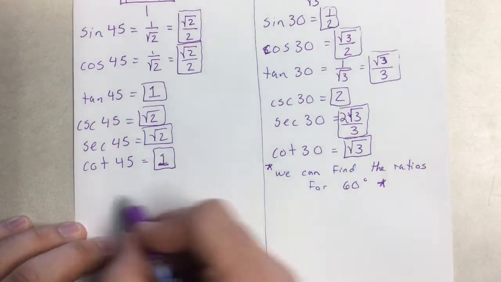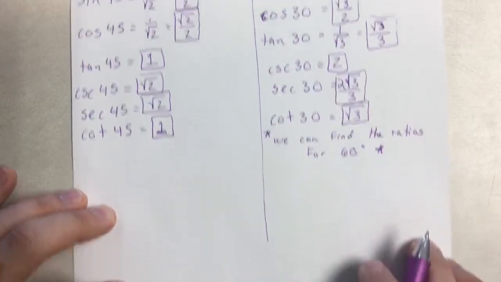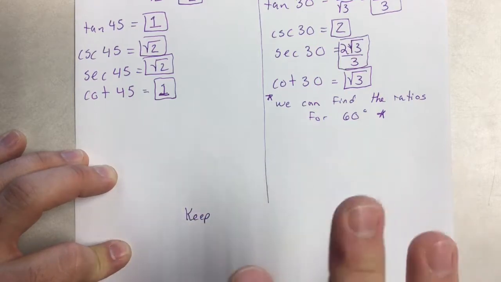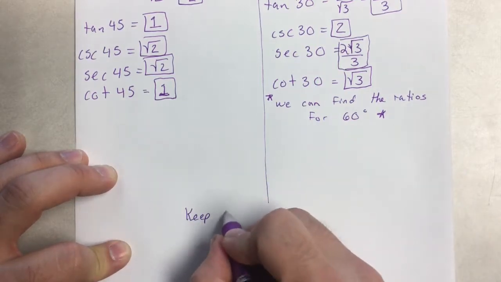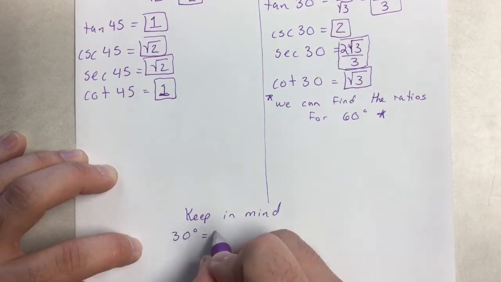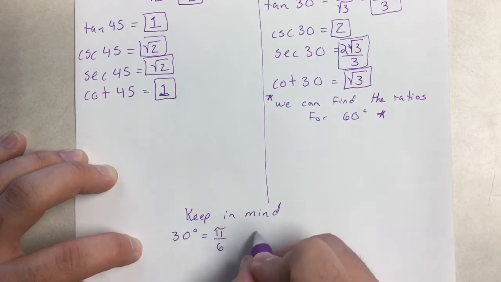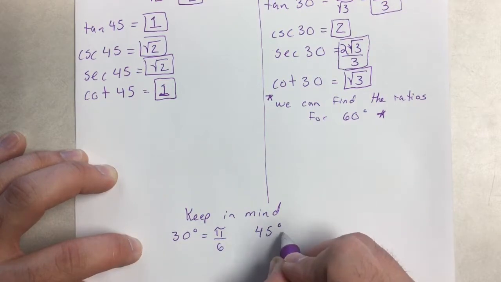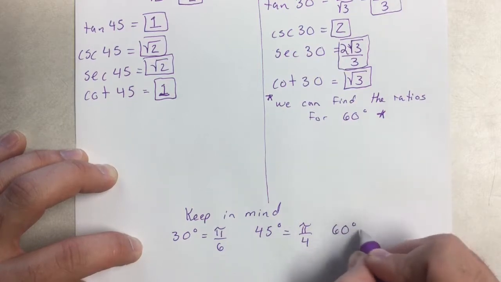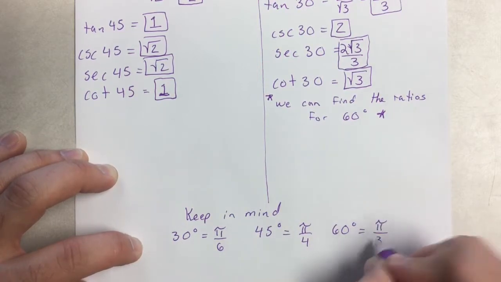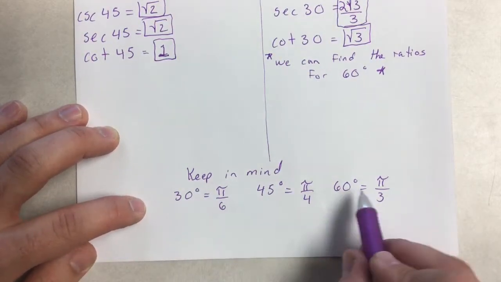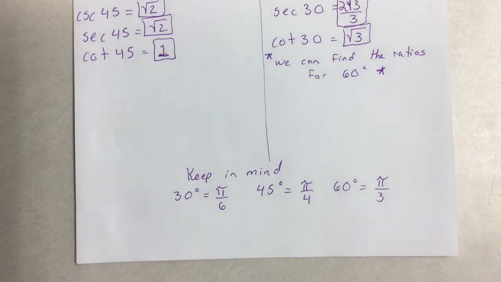I want you to keep in mind something with all of this. Because we're now examining angle measures in two forms, keep in mind that 30 degrees in radians is pi over 6. 45 degrees in radians is pi over 4. And 60 degrees in radians is pi over 3. All right, so just keep that in mind as we go through this. These are going to be common angles that we use with the trig ratios.